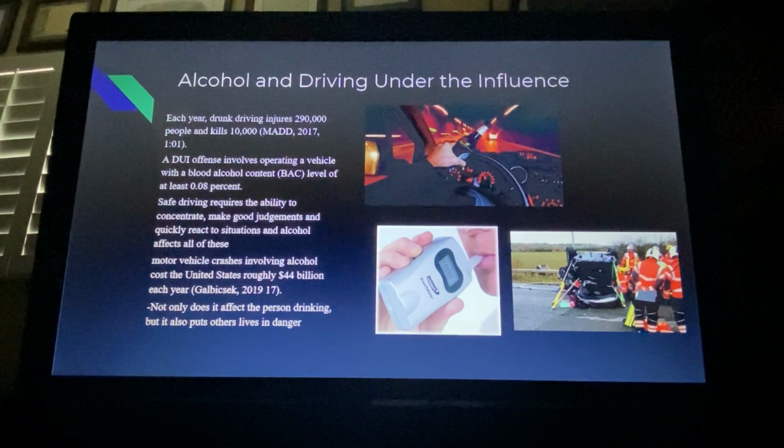Safe driving requires the ability to concentrate, make good judgments, and quickly react. And as we learned in the previous slides, alcohol affects all of those. So it's really dangerous to drive under the influence. It actually costs the US $44 billion each year just in alcohol-related crashes. And not only does it affect the person drinking, it also affects the people around you. So you're being really selfish when you drink and drive, because it doesn't just affect you.